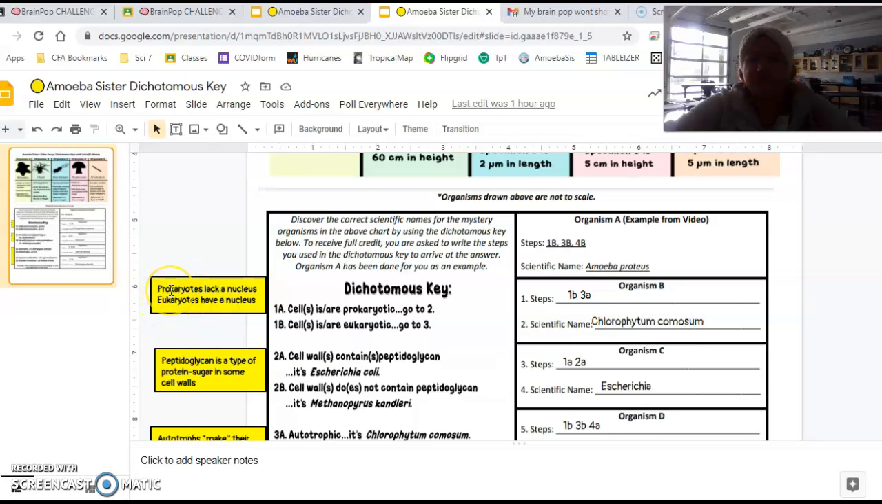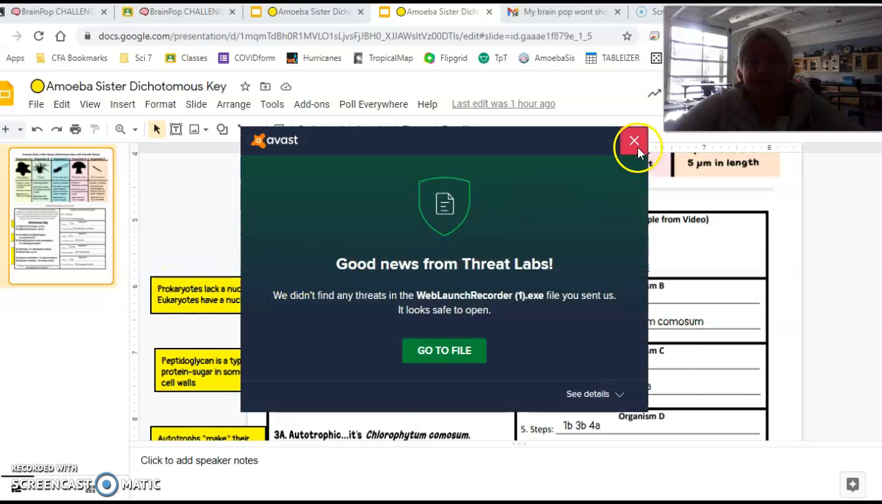Pro rhymes with no. It means before. These are cells that do not have a nucleus. Instead, their DNA is free floating. Whereas eukaryotes, you do have a nucleus that holds all the DNA. We are eukaryotes. Plants are eukaryotes. Fungi are eukaryotes. Prokaryotes are mostly bacteria.